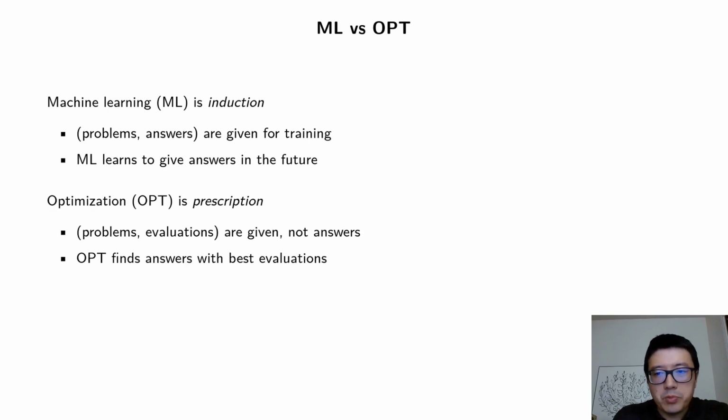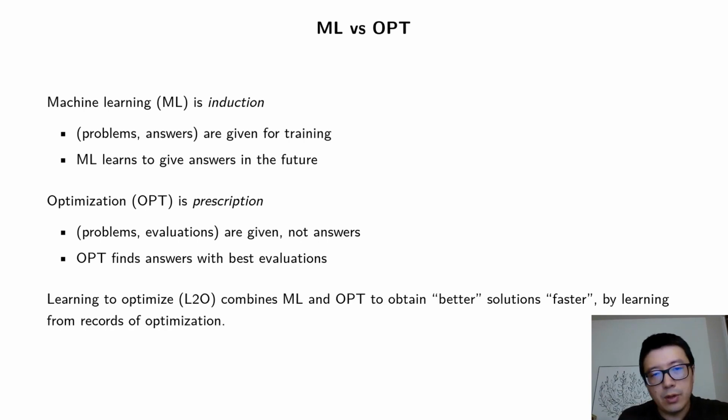However, optimization is prescription. In optimization, there's actually no training data. And when it comes to making a decision or solving a problem, you're given the problems and specifically the set of evaluations which specify what are feasible solutions and what are the qualities of a solution in terms of certain function values. And optimization finds answers to the problems with nearly optimal or optimal evaluations. So these are two very different paradigms.